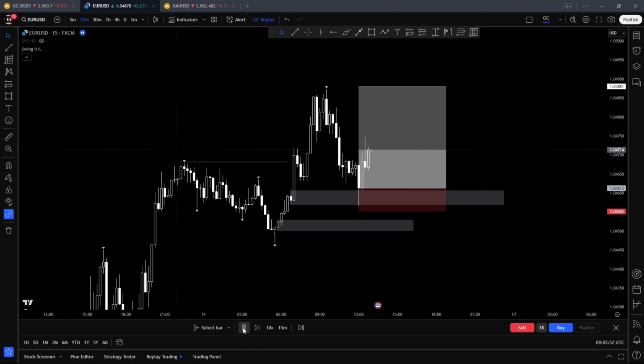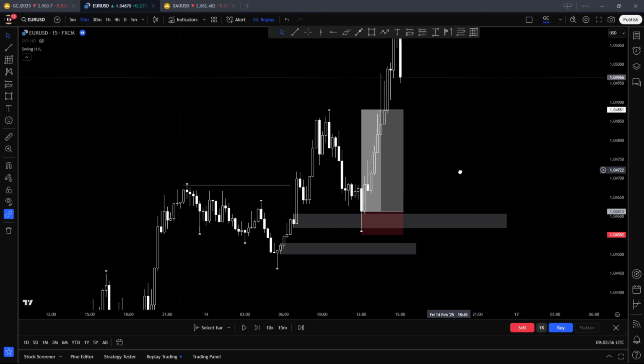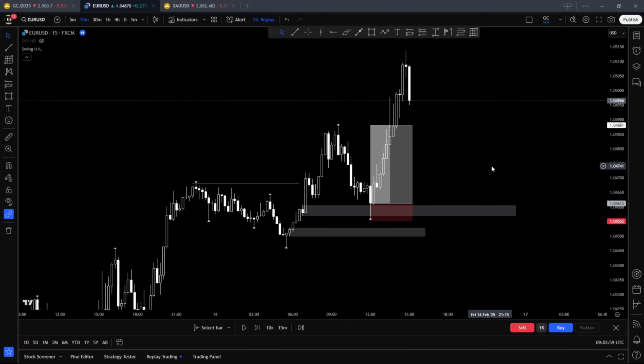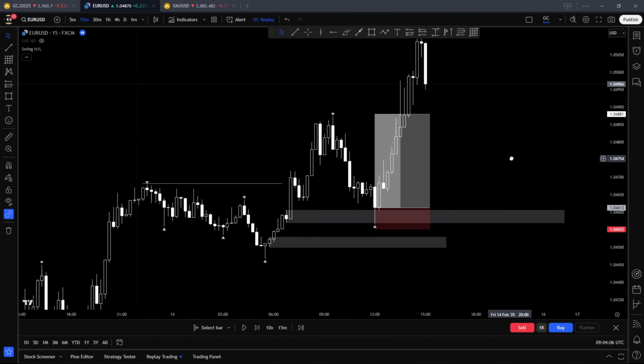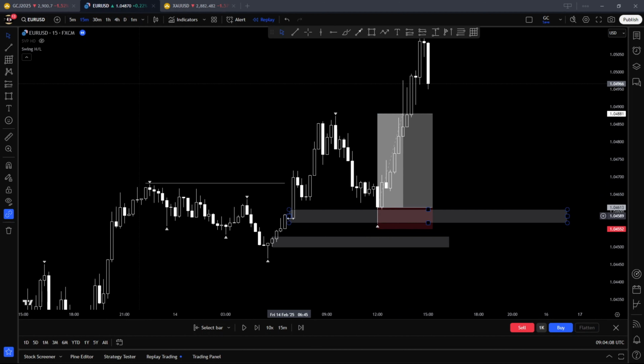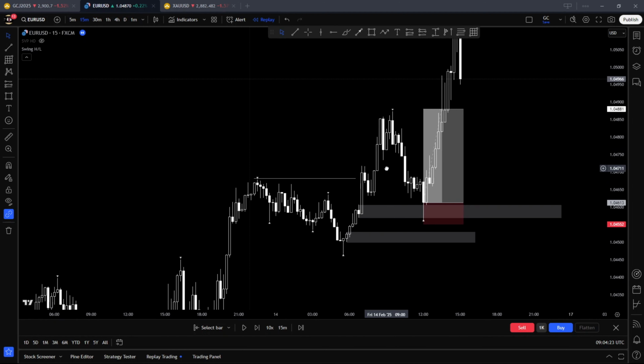If you play price forward, you see that was a quick 4:3 reward. Of course, this was cherry picked, or picked in hindsight, or whatever you call it. But basically this is it. You see that this demand zone also had imbalance, and this one also had imbalance, so price could have come to this one as well, and this also had imbalance.